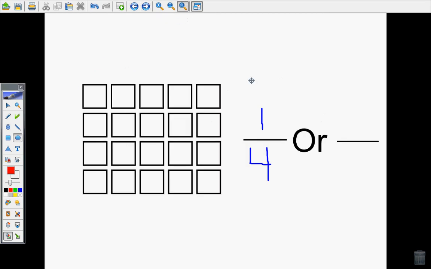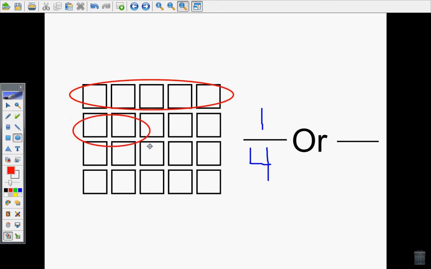Let's see how we can use these 2 strategies to help us to figure out 1/4. Looking at this, I can't automatically figure out what 1/4 is because I don't just have 4 pieces. If I only had 4 squares, I could easily color in 1 out of those 4 squares and be done. So what I need to do is think about how I can arrange some of these boxes in order to make 4 groups. I can see that there's 1, 2, 3, 4 rows. So I can start to think of this as 4 rows instead of 20 pieces.